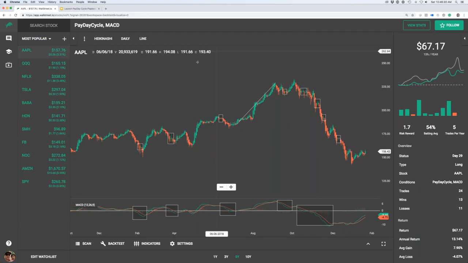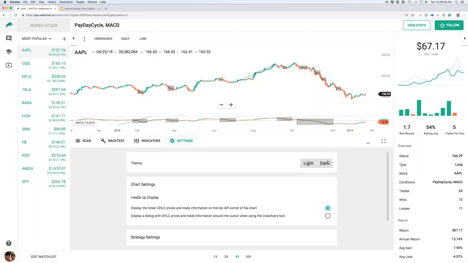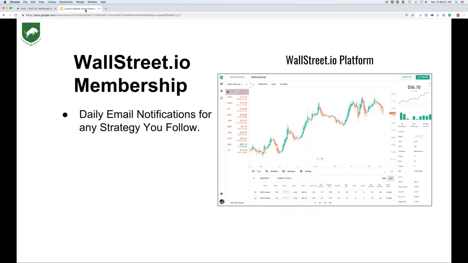Okay, you get the backtesting, the scanning. For some people, they like the dark theme. You could also use the light theme. We have both themes available for you. I like the dark theme. But this also comes with unlimited backtesting, scanning, and charting.